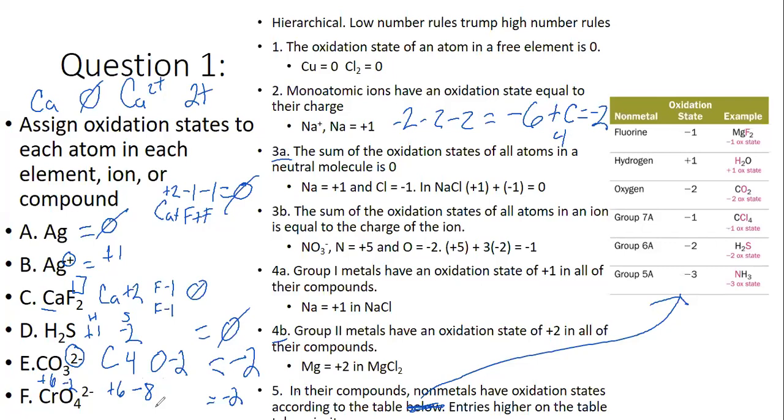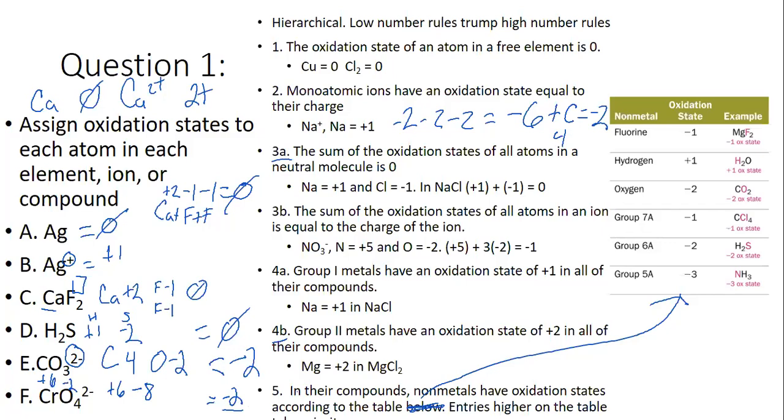Keep in mind oxygen's only minus two. On a test, if I gave you CrO4 and you said oxygen's minus eight, you would be wrong. Oxygen's always minus two for the most part. But in total, when you have four oxygens, that's where the minus eight is coming from. So minus eight plus six is equal to minus two.